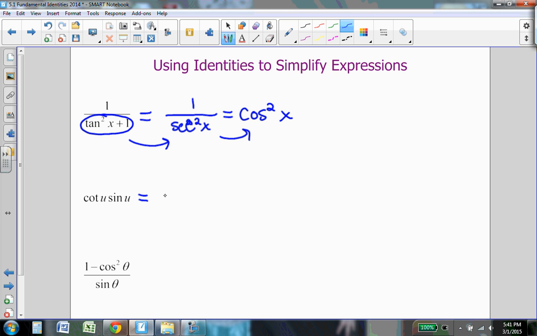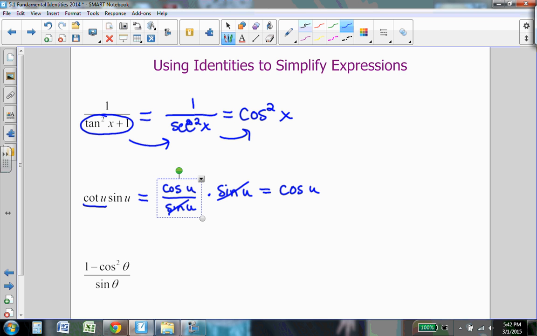Now, another strategy that we use quite a bit is to put things back into sines and cosines, especially when you see cotangents. So the first thing I'd like to do on this one is replace that cotangent with cosine of u over the sine of u. And then I get to multiply that by the sine of u. And doing so gets me simply the cosine of u, and it is simplified.